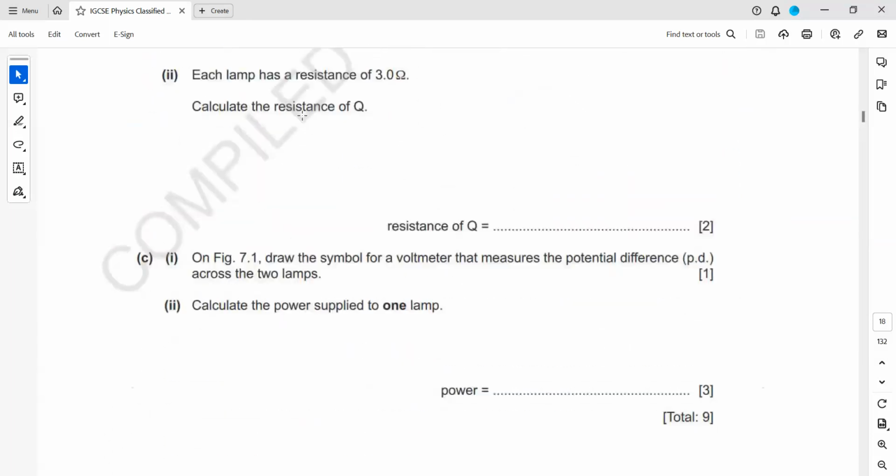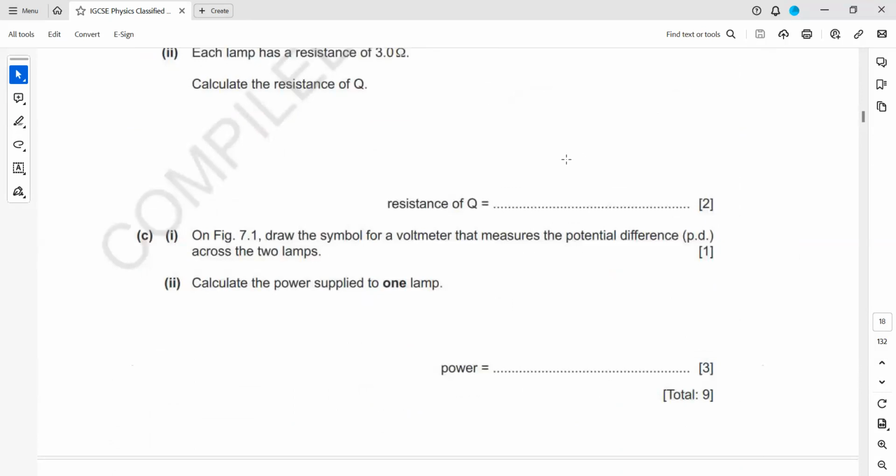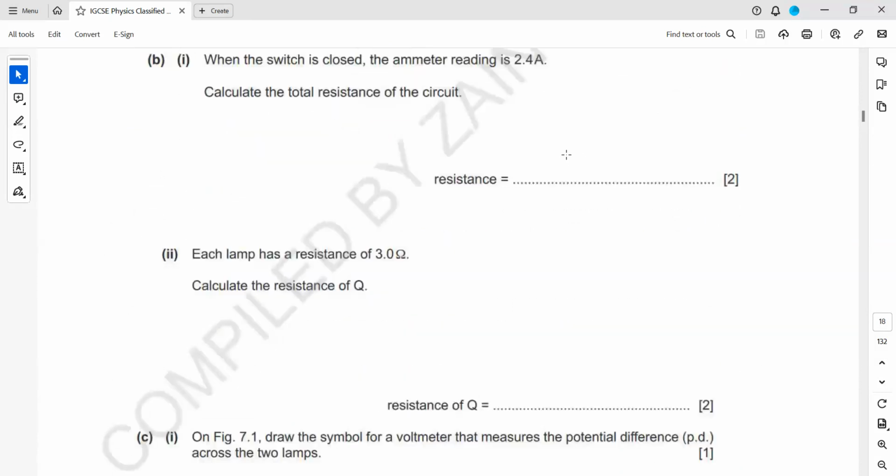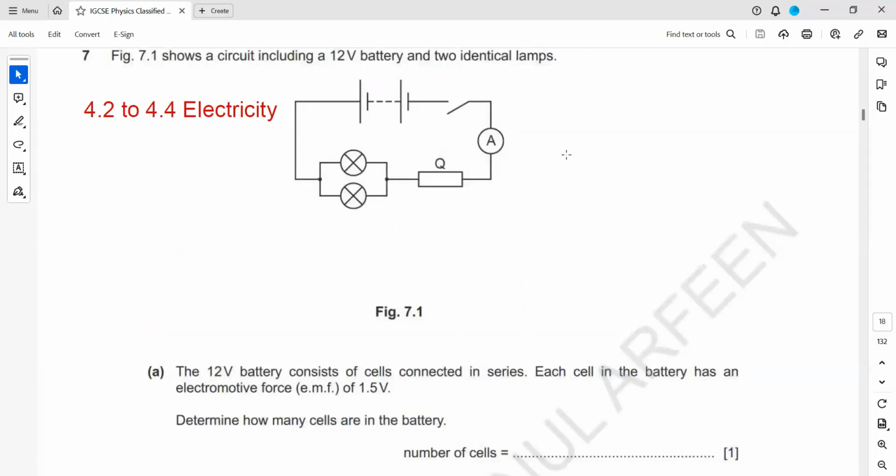Then on figure 7.1, draw a symbol for a voltmeter to measure the potential difference across the two lamps. If you want to measure it, we connect the voltmeter in parallel, either above or below, anywhere we can connect.